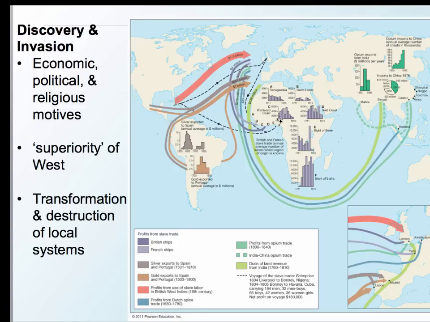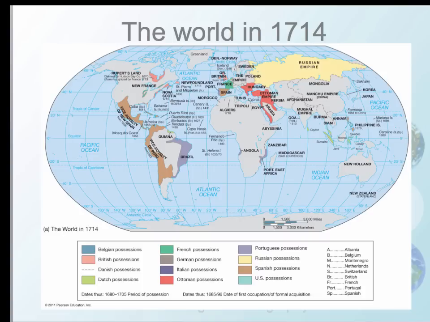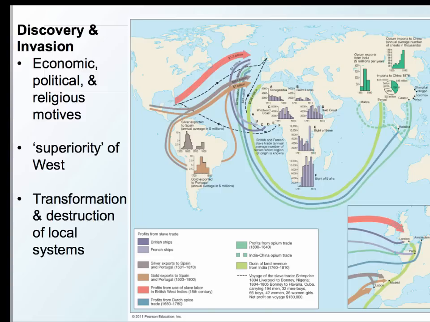Huge numbers of people were forcibly taken from Africa, mostly as labor, to help extract this value and bring it back to Europe. And as this process was going on, local systems, remember, in all of these gray areas, and including where colonies had already taken hold in 1714, local systems were being displaced, transformed, and local ways of living were being destroyed and forever changed.